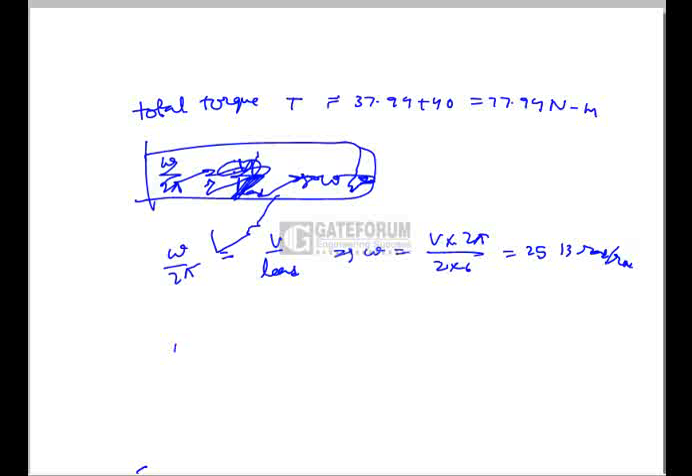So here P is equal to T into omega, and by substituting the torque and omega we get a value of 1.96 kilowatts. So 1.96 kilowatts is the right answer, and in the options the correct option is D. D is the right answer.